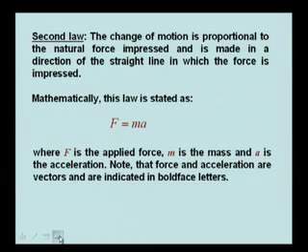Then, second law: the change of motion is proportional to the natural force impressed, in the direction of the straight line in which the force is impressed. Here this force is the external force acting on the body. Mathematically, this law is stated as F equals m times A. I will put an arrow here to make it clear that F and A are vectors, whereas mass is a scalar. F is the applied external force on the body, m is the mass, and A is the acceleration.